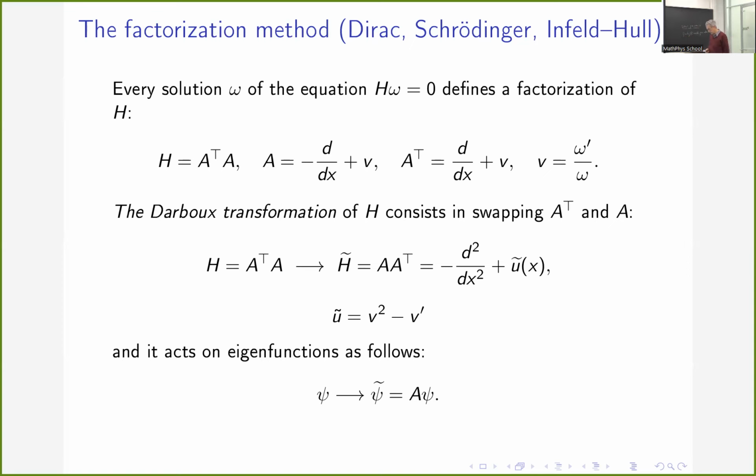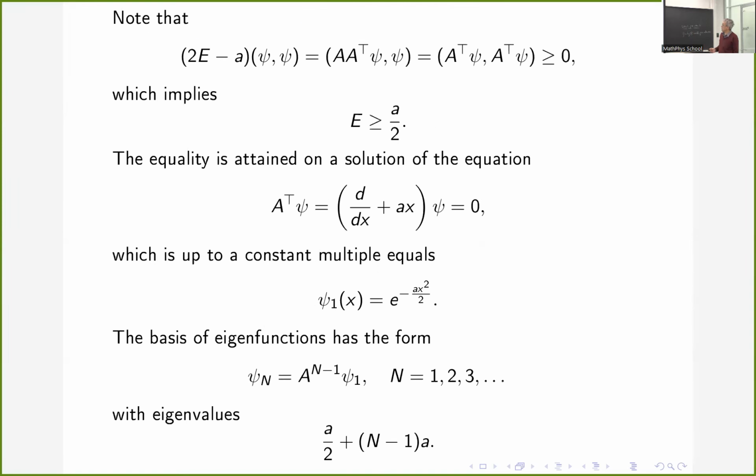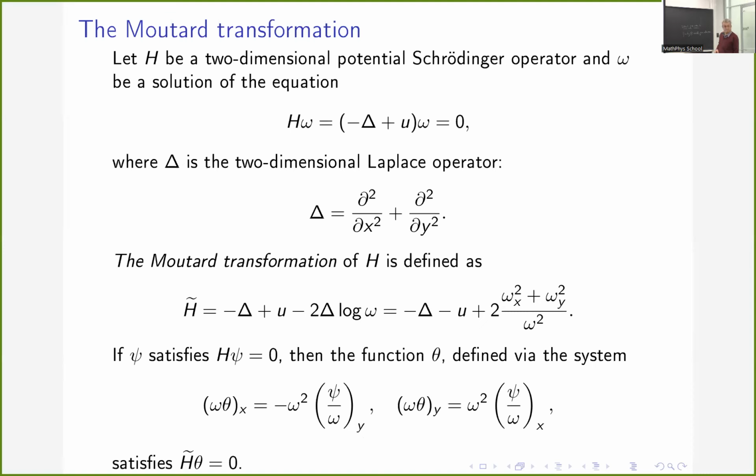For instance, adding a new point to the discrete spectrum of a one-dimensional Schrödinger operator can also be written down as the application of some Darboux transformation. But originally there was the Moutard transformation.